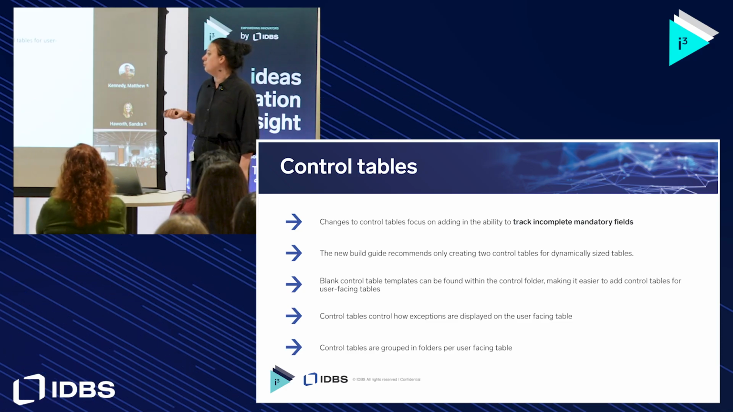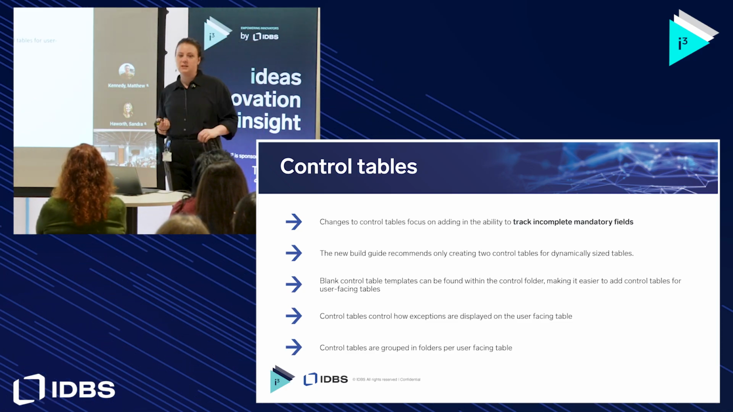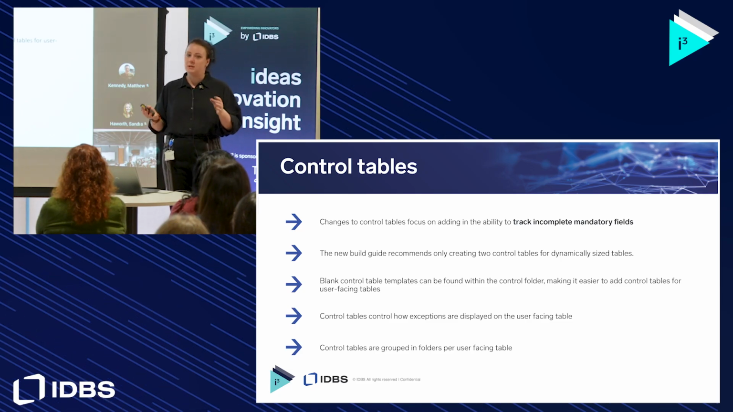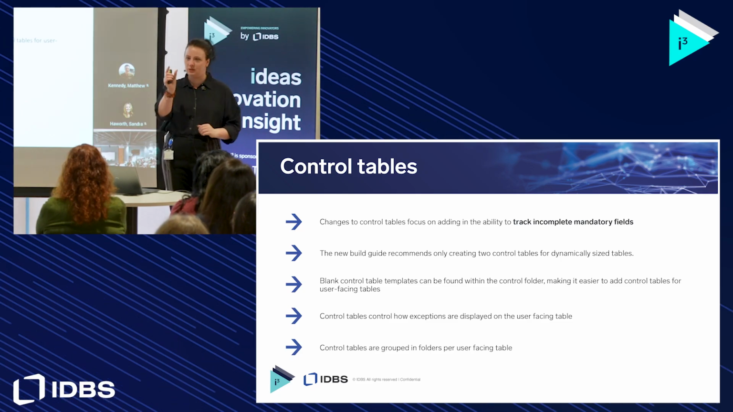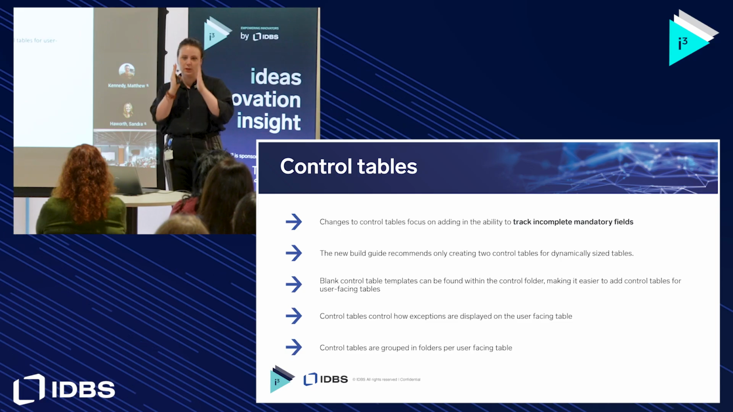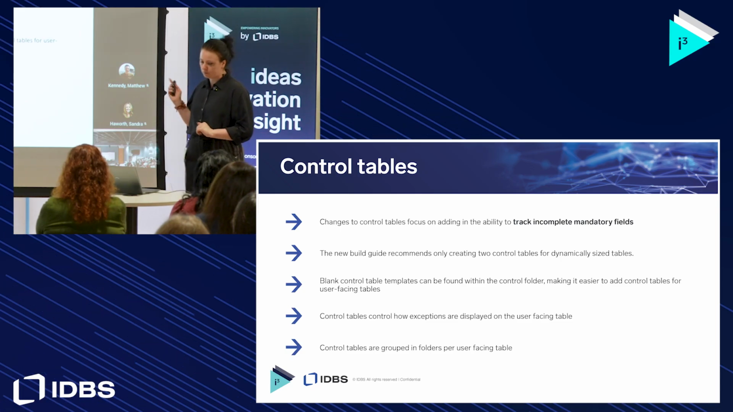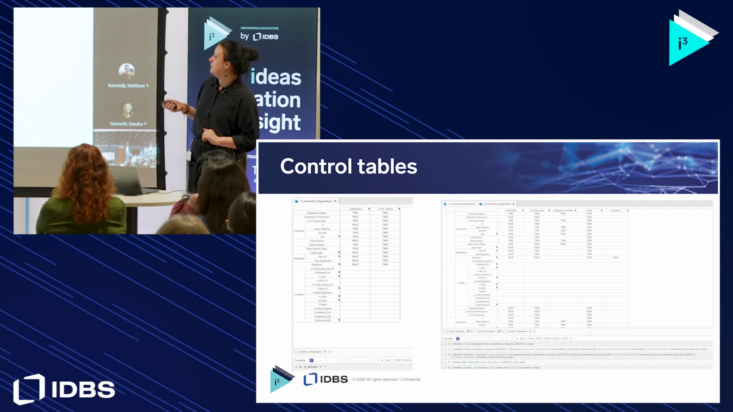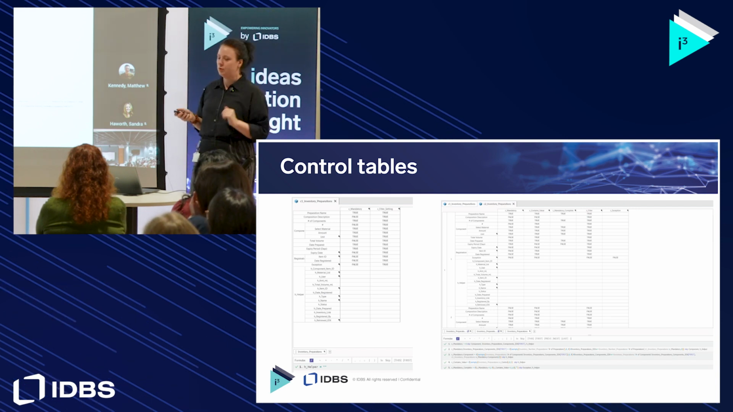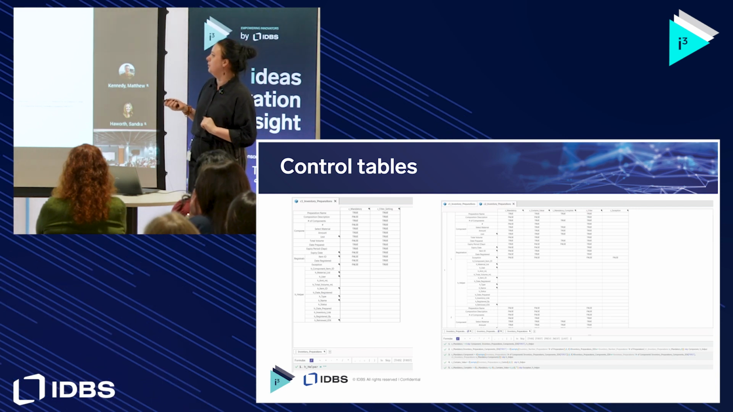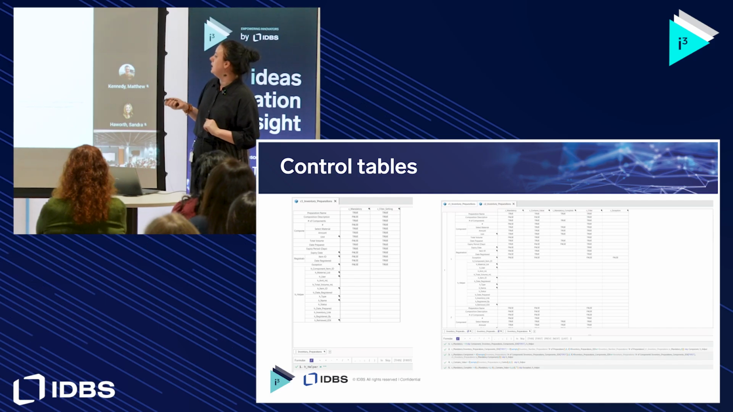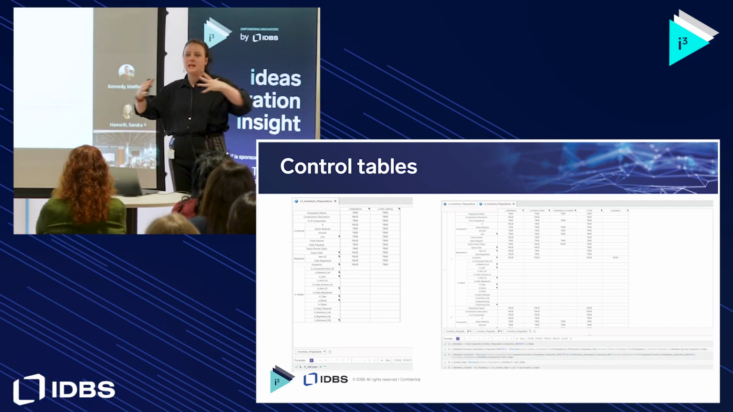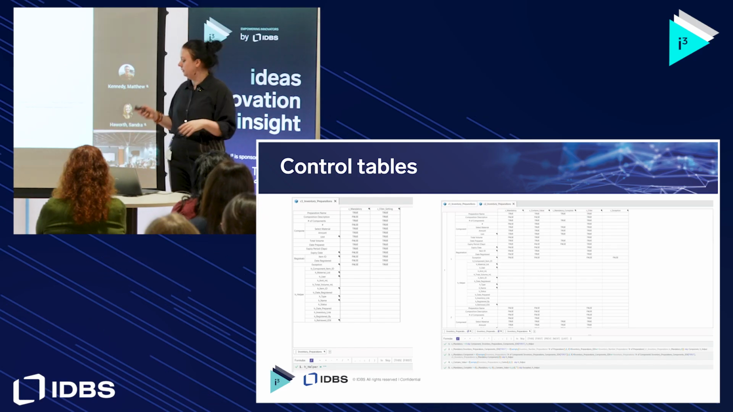Control tables are also now grouped in folders per user-facing table. This is somewhat divisive. Not everyone likes it. I like it because it means that for every user-facing table, you've got a little folder with the control tables in, and it's all nice and neat and organized. So here you can just see an example. On this side, we've got C1, which is the basic control table, which just controls what fields are visible and what fields aren't. And here in C2, we've got a few more formulas that will control how the table is displayed as it expands dynamically.